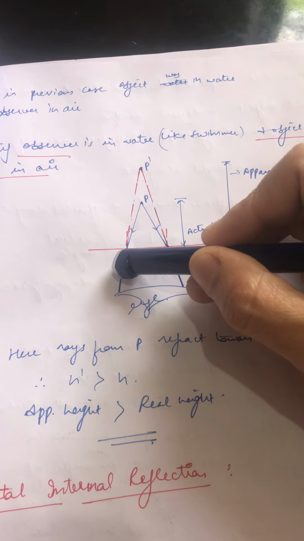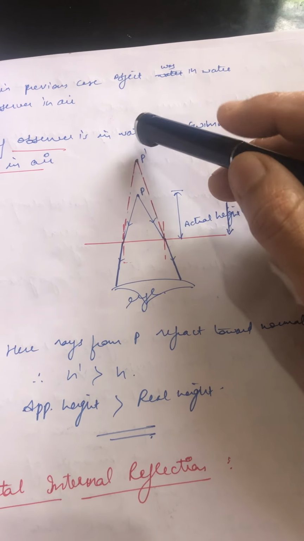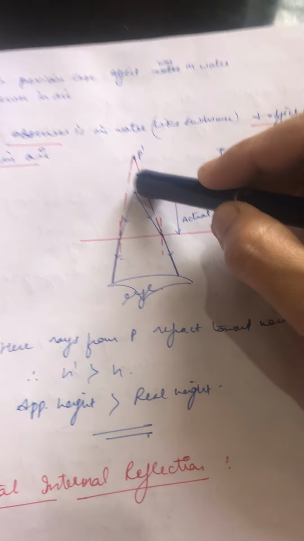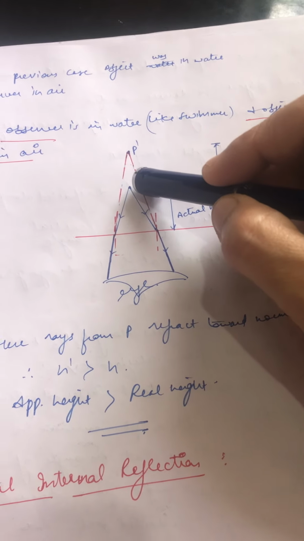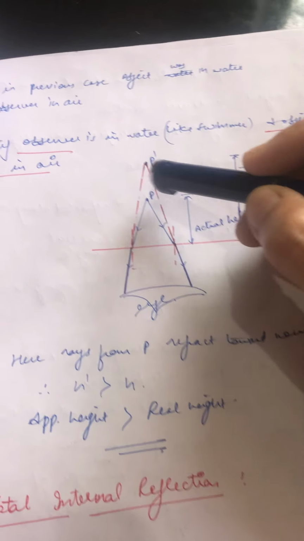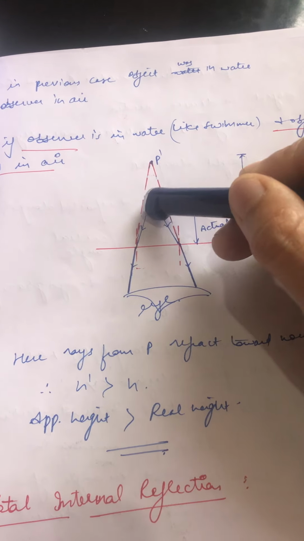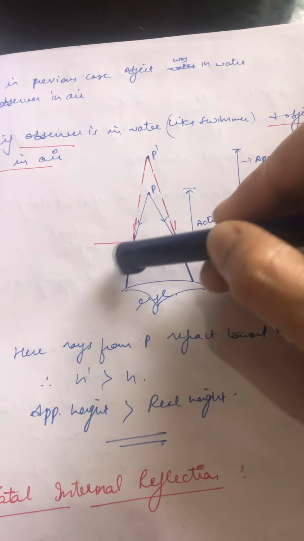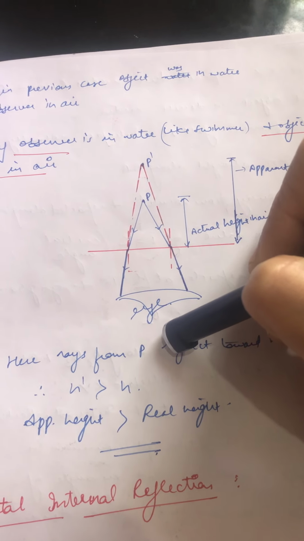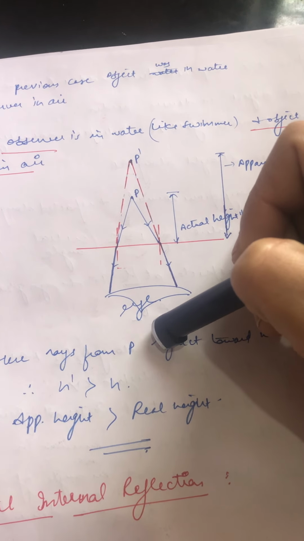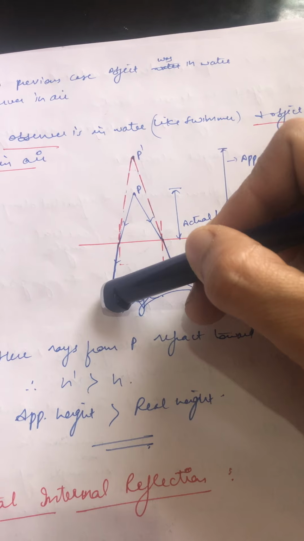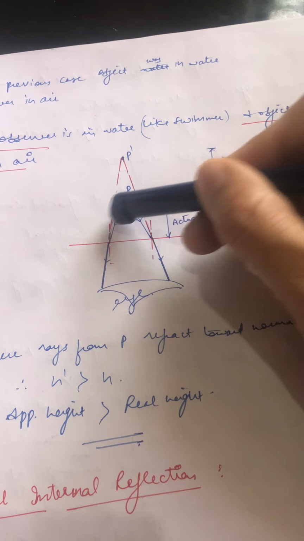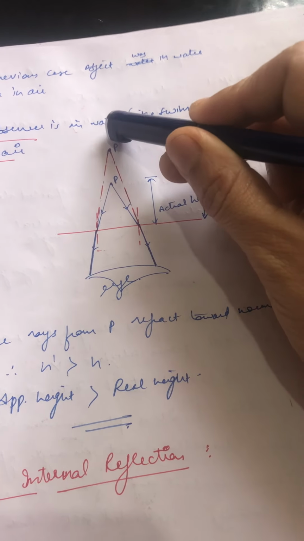If my object is lying at a point P in a rarer medium, then rays are going like this. Going from rarer to denser medium, they will bend towards the normal and reach my observer, who is inside the water. When you produce these refracted rays backward, they will meet at point P dash.